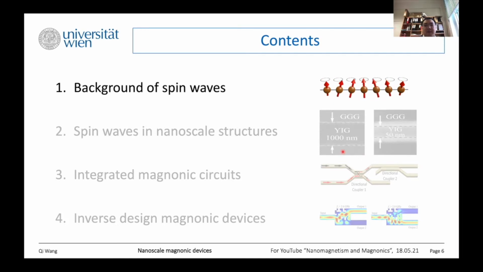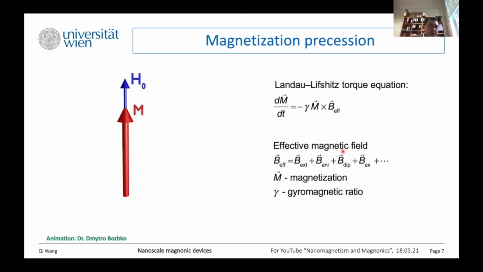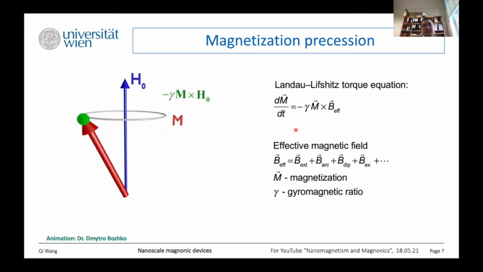So first, the background of spin waves. Before I talk about spin waves, I want to talk about the magnetization precession. Imagine you have a spin in an external field. This spin will align along the external field. Once it moves out of the ground state, a torque will appear. This torque can be described by the Landau-Lifshitz torque equation, and this torque will drive the spin to start to precess.